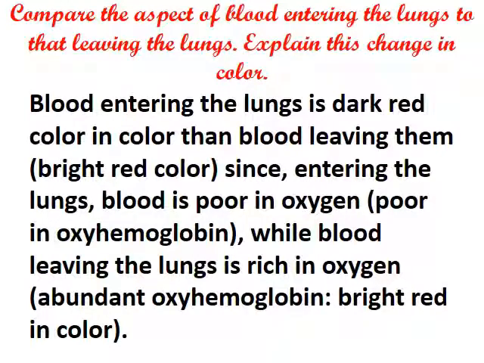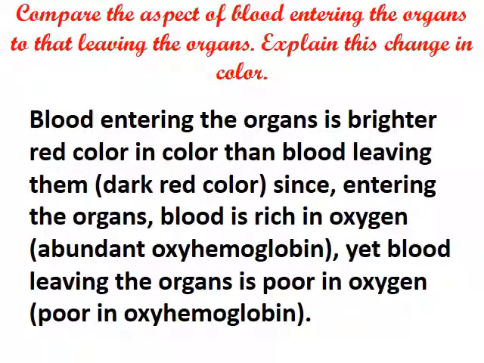Compare the aspect of the blood entering and the blood leaving the lungs. Blood entering the lungs is dark red in color, while blood leaving them is bright red. Since blood entering the lungs is poor in oxygen, poor in oxyhemoglobin, while blood leaving the lungs is rich in oxygen, which means that it's rich in oxyhemoglobin. That's why it has a bright red color.